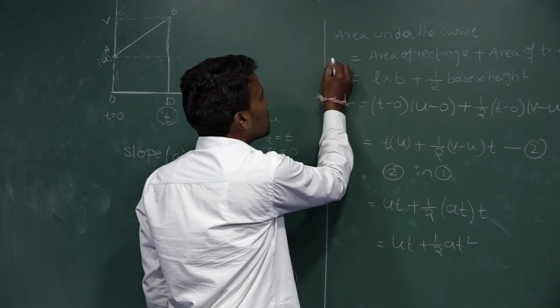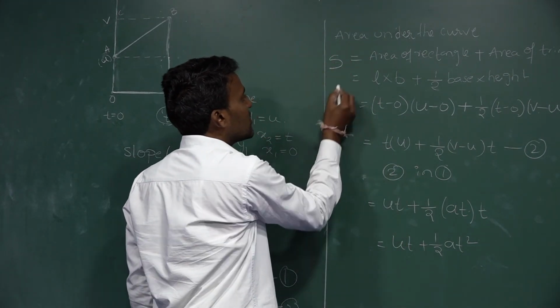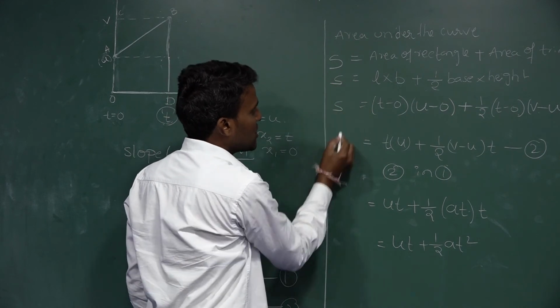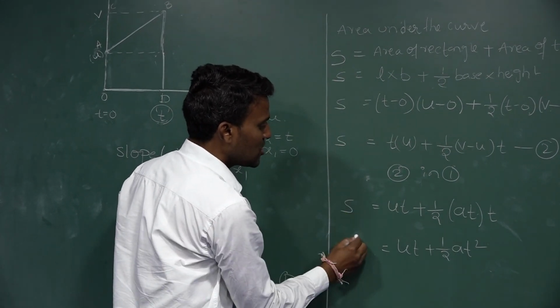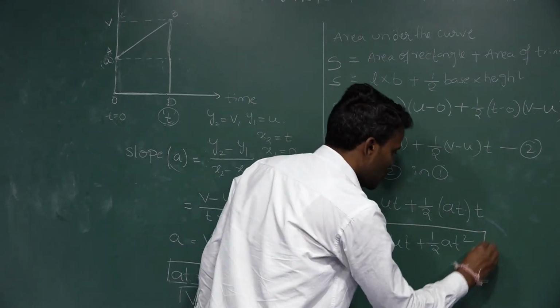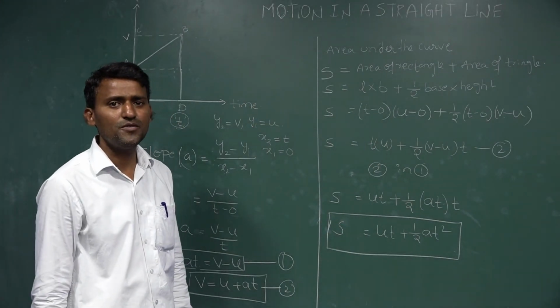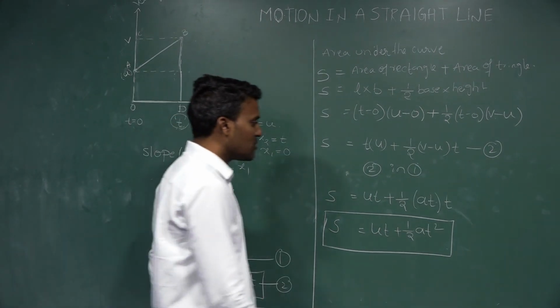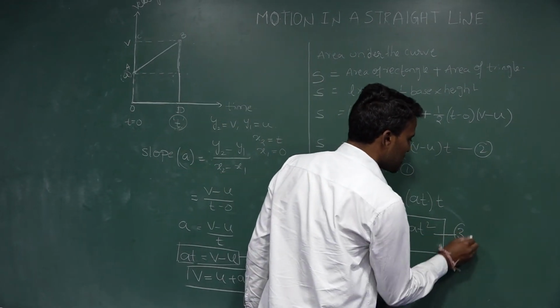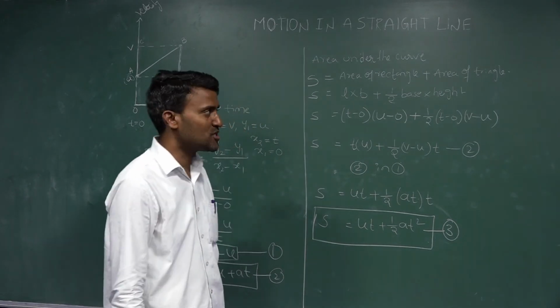So the area under the curve is the displacement S, isn't it? So S is equal to ut plus half at square. S is equal to ut plus half at square. That is equation number 3. Just we are writing equation number 3.